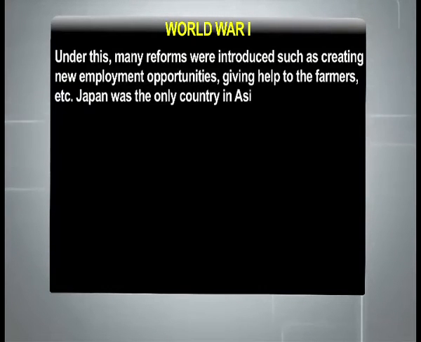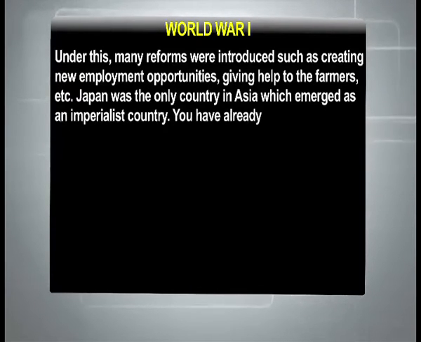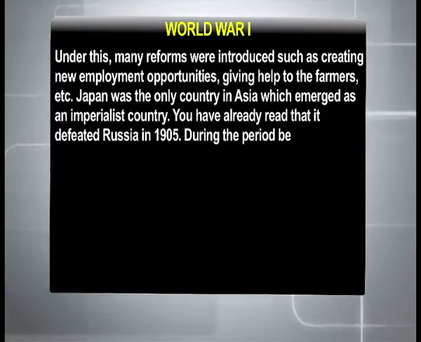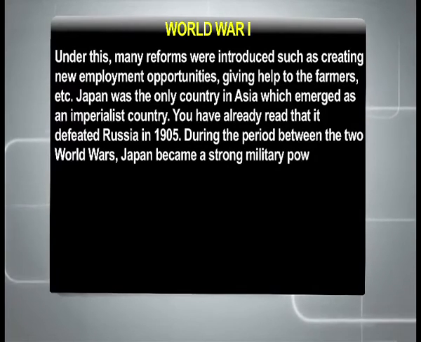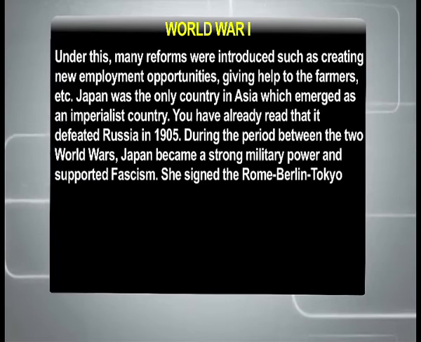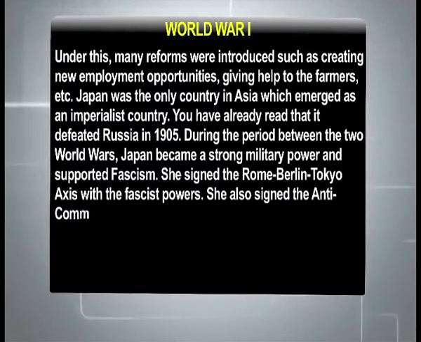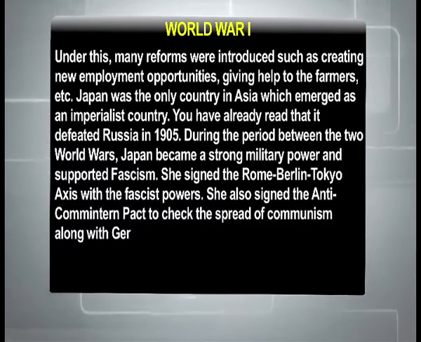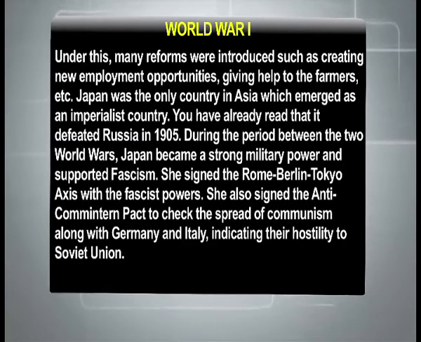Japan was the only country in Asia which emerged as an imperialist country. You must have also read how it defeated Russia in 1905. During this period, between the two world wars, Japan became a strong military power and supported fascism. It signed the Rome-Berlin-Tokyo Axis with the fascist powers. It also signed the Anti-Comintern Pact with Germany and Italy to check the spread of communism, indicating their hostility to the Soviet Union.